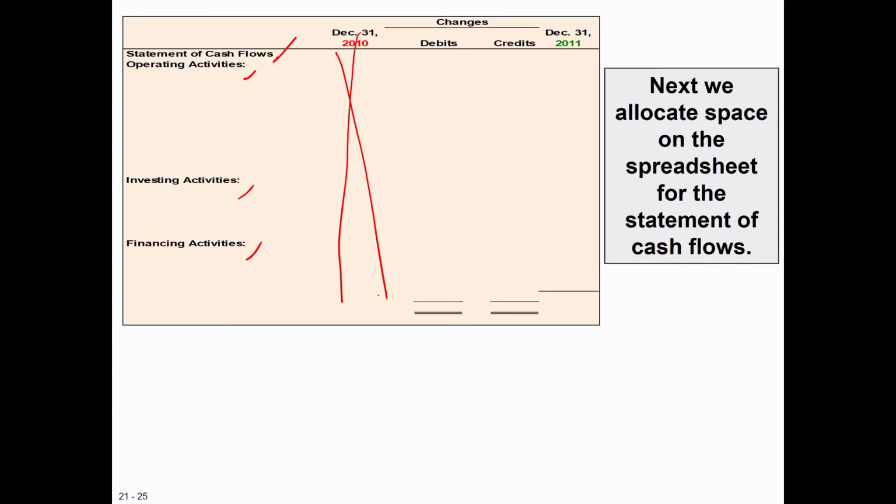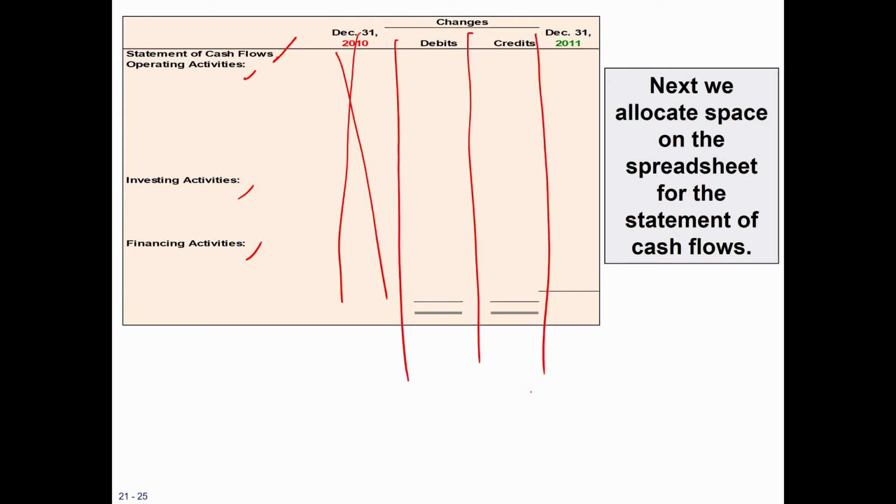So this is the debit column, and we have this credit column. We're going to fill out some numbers here. Then this is the total of this year's cash flow. So we have three spreadsheets, and we're going to fill them out one by one.